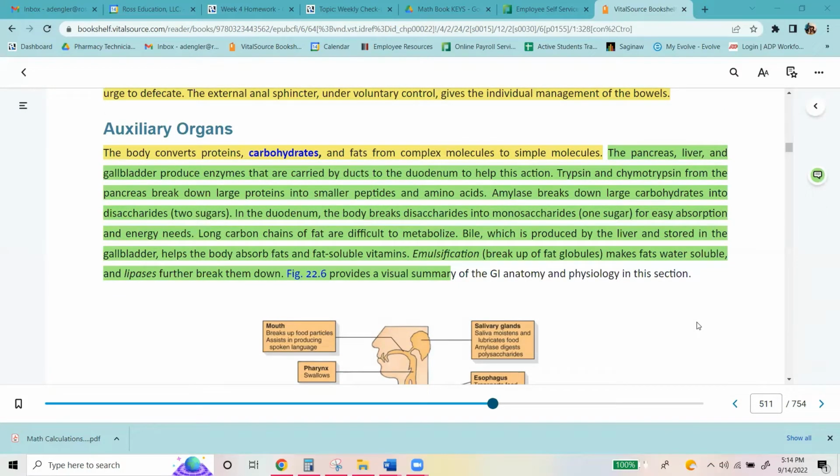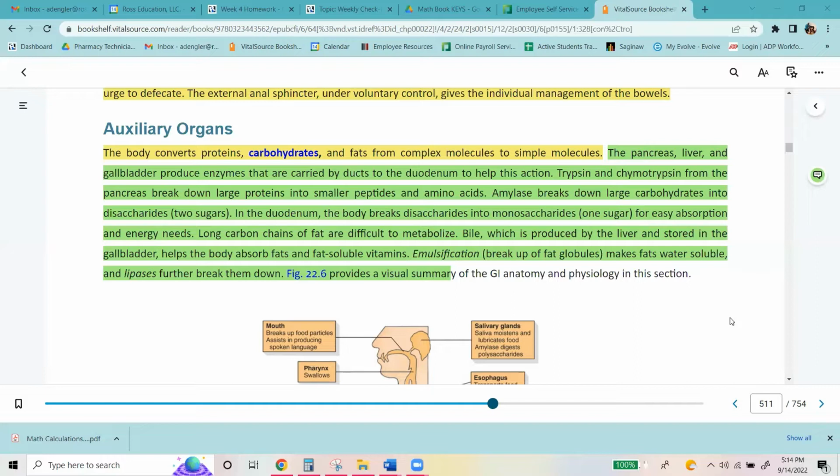Trypsin and chymotrypsin from the pancreas break down large proteins into smaller peptides and amino acids. Amylase breaks down large carbohydrates into disaccharides, which are 2 sugars. In the duodenum, the body breaks down disaccharides into monosaccharides, which is 1 sugar, for easy absorption and energy needs.